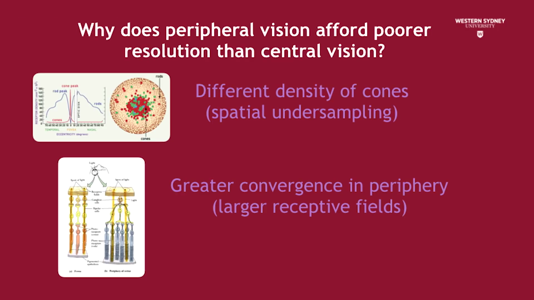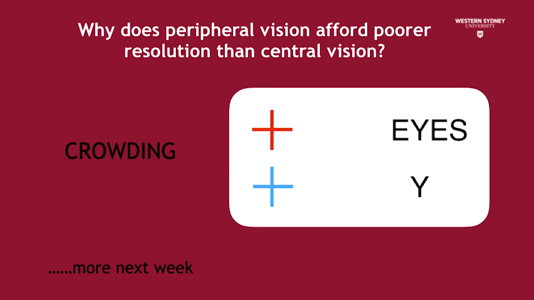So why does peripheral vision afford us poorer resolution than central vision? The first answer to this has to do with the higher density of cones present in the fovea relative to the periphery, where rods are more numerous. The second reason has to do with the greater degree of convergence in the periphery. Finally, there is another reason, a phenomenon known as visual crowding. Crowding refers to the inability to identify peripherally presented objects due to nearby clutter.